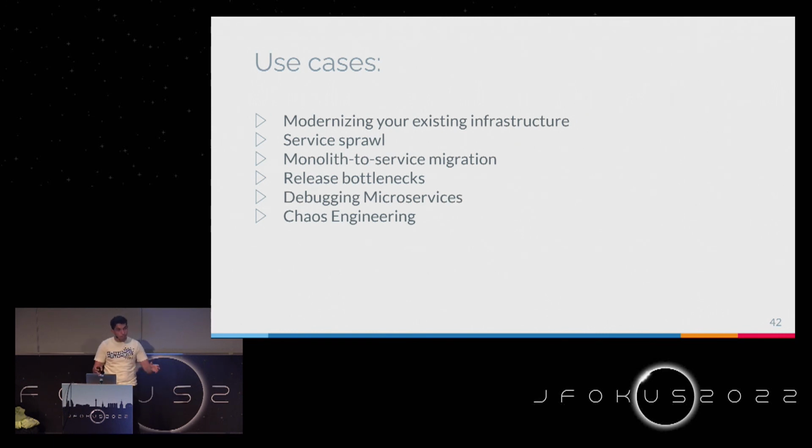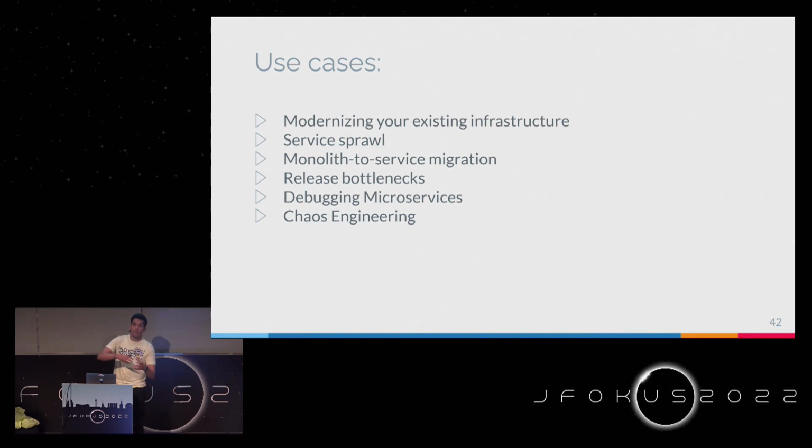Another interesting use case for service mesh is service sprawl. If you have a lot of microservices and you don't know how well those services are doing, using the observability feature of service mesh can help you understand where the bottleneck is and design properly, and then have an understanding of your architecture.